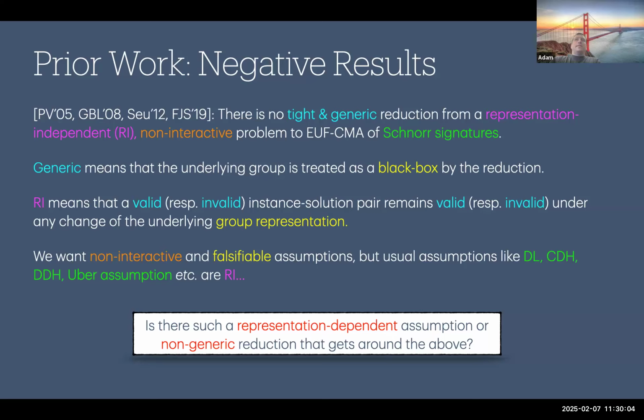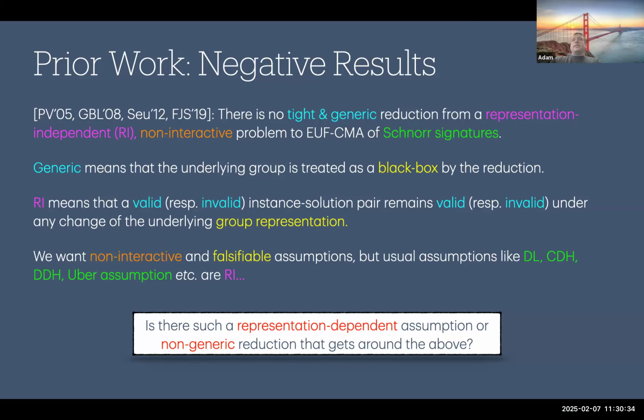So can we bypass this impossibility by using either a non-generic reduction or a representation dependent assumption? When we started this project, it was hard to even imagine what a representation dependent assumption would look like, because it has to depend on how the group is represented in bits, which seems kind of unnatural. That was the starting point for the work. It refers to the specific implementation of the group.